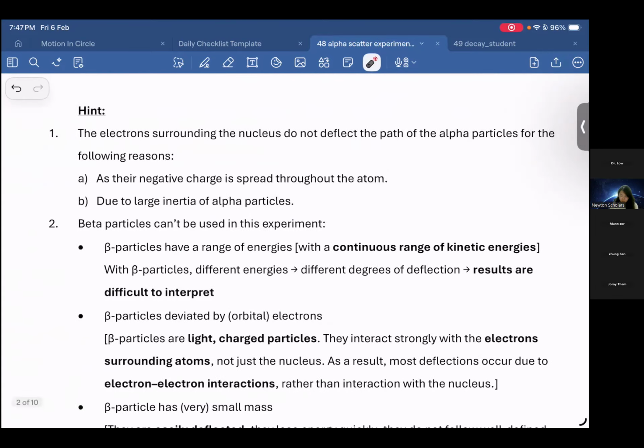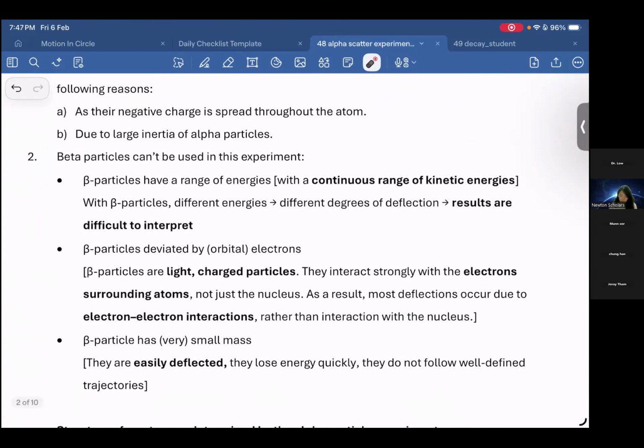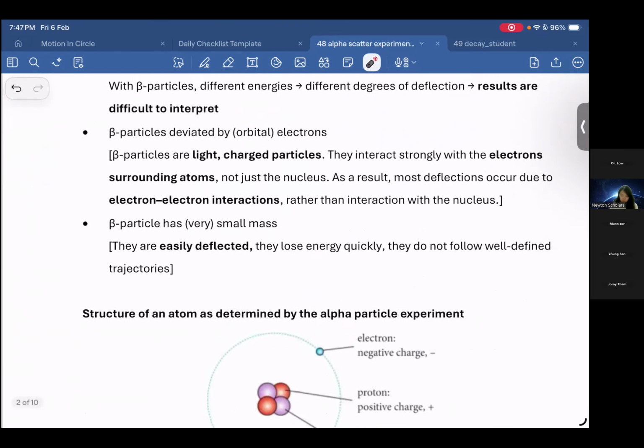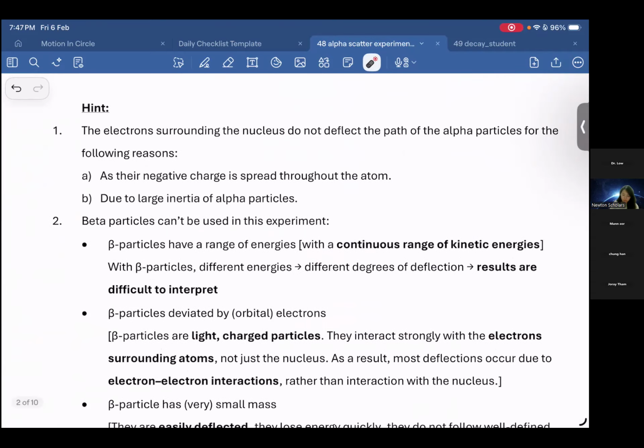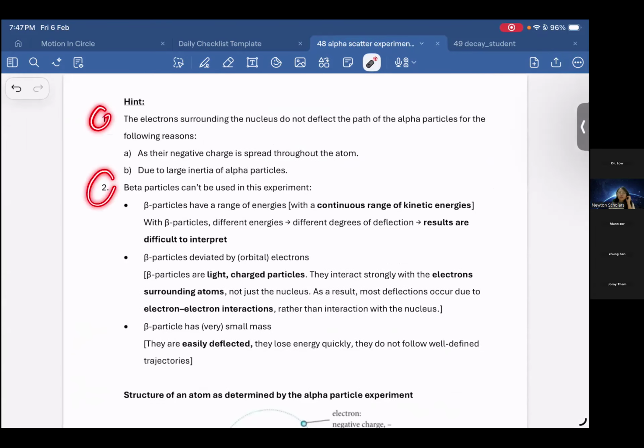Here, for this part, hints one and two are a common question asked by students. So I did some survey to understand this part. You don't need to memorize it. So far, the past year questions didn't ask about this.